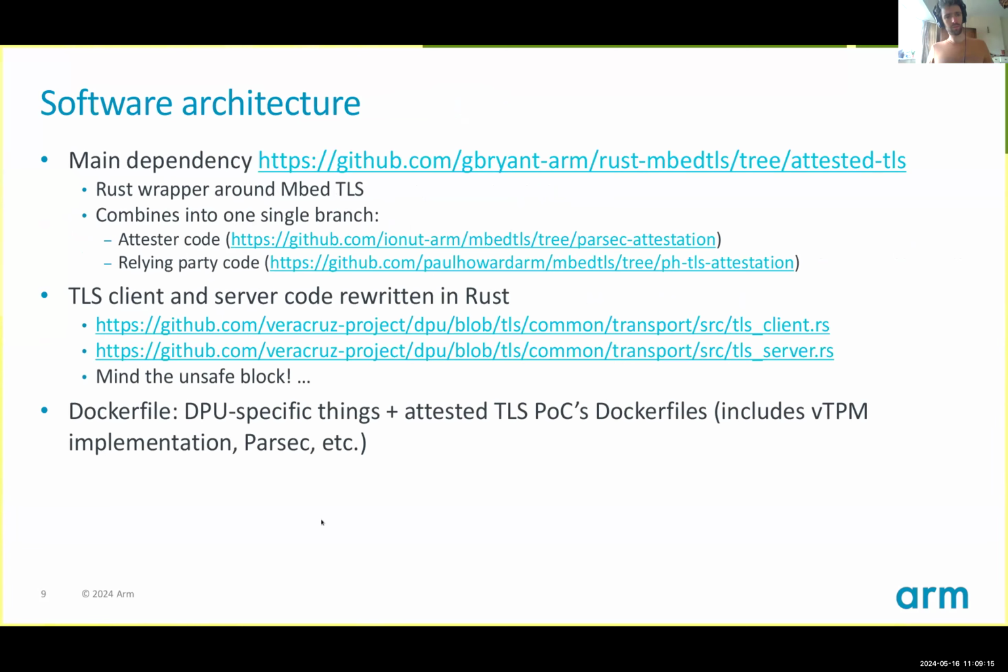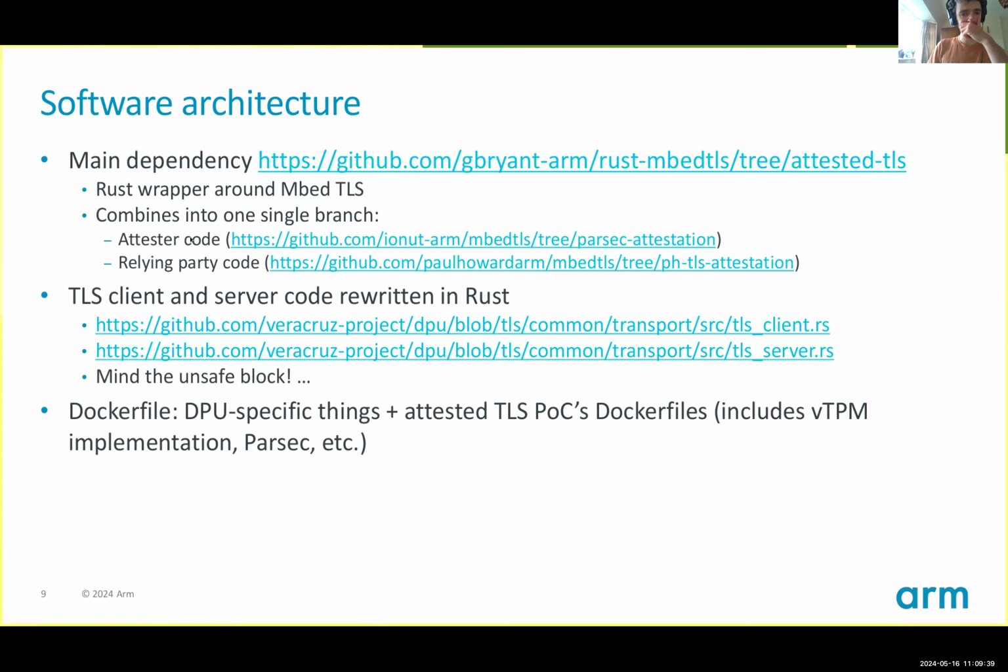I'm just going to talk about the software architecture quickly. So the main dependency of our project is attested TLS. We're using it as part of our transport protocol. I'll talk about the network protocol on the next slide.